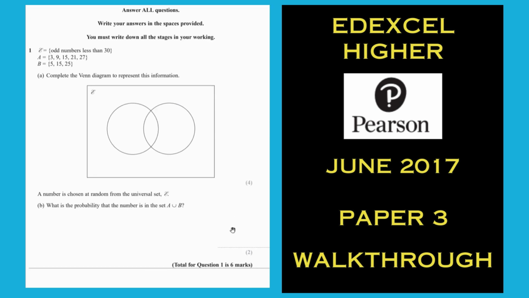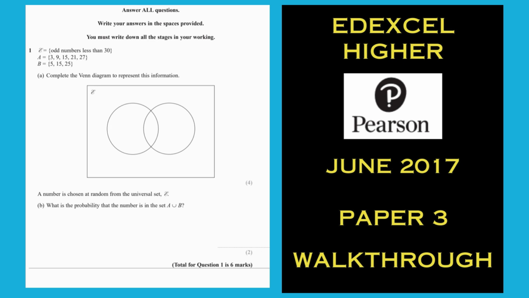All I'd say is take your time, look at how many marks it's worth, and you want to get off to a strong start. You don't want to come out of this with 5 out of 6. Take your time. So it says working with odd numbers less than 30. I would say just count through them.